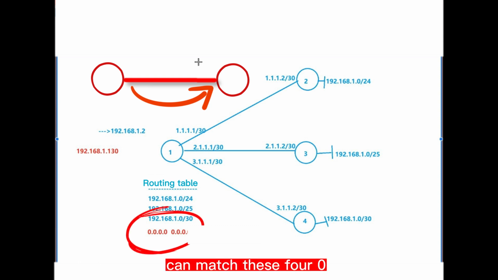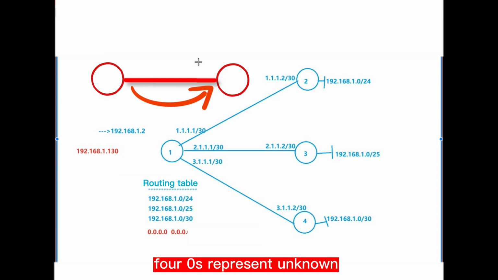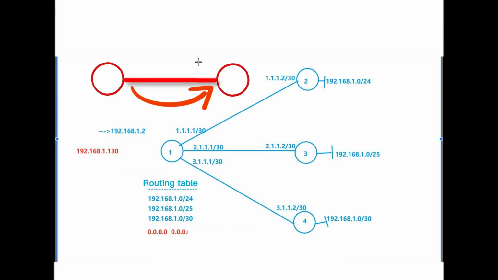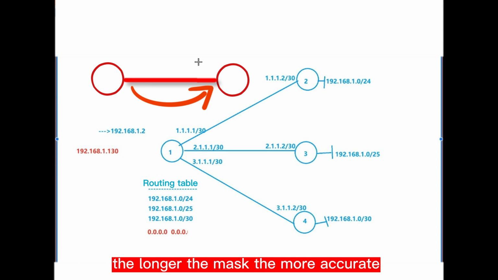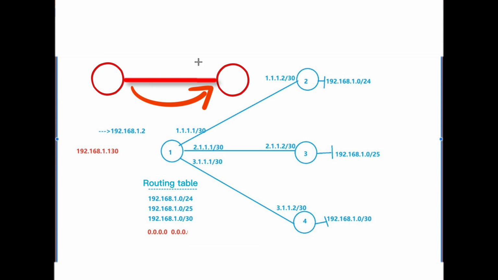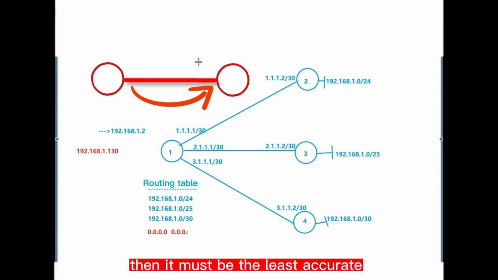It can match these four zeros, which represent unknown. It represents the least precise route, because its mask is 0. The longest mask match means it is more accurate. The longer the mask, the more accurate. Its mask is 0, so it must be the least accurate.